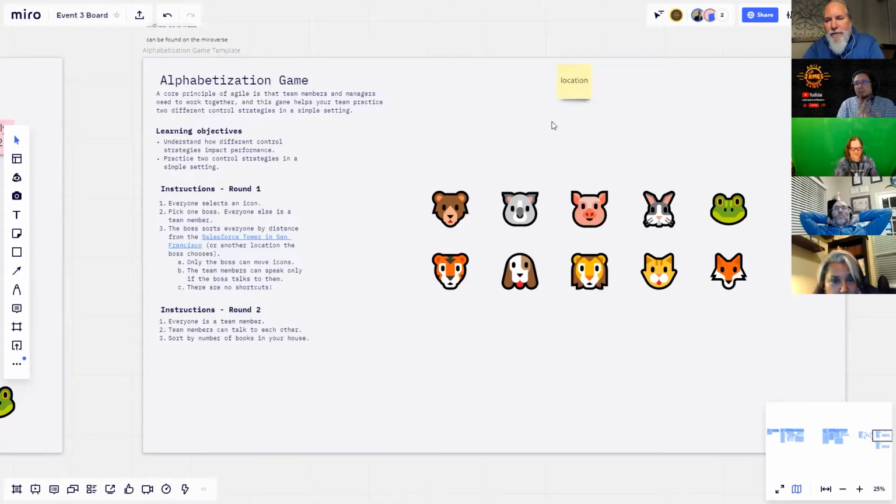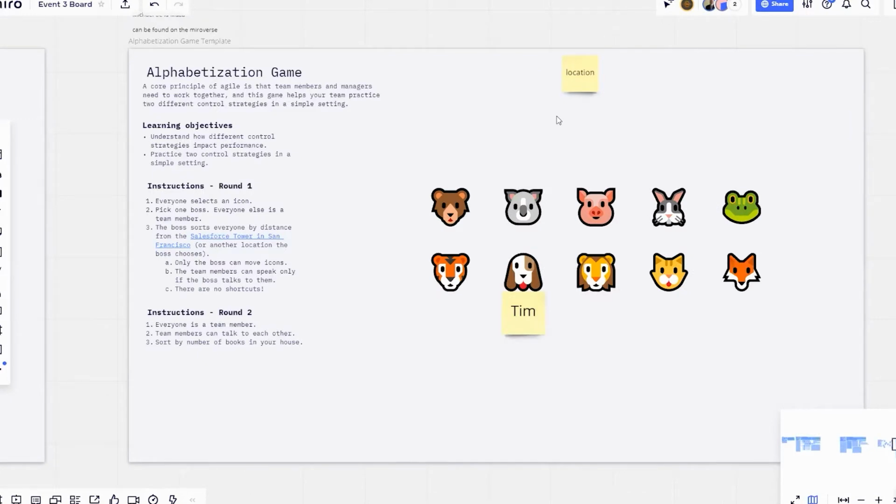It seems like it's Aruna. I hear Aruna's been elected. So Aruna, you are the boss. Promoted. So you are now going to round 1. Ask team members how far they are from whatever location you choose, and you have to figure this problem out. Please put a sticky note by the icon of your choosing.